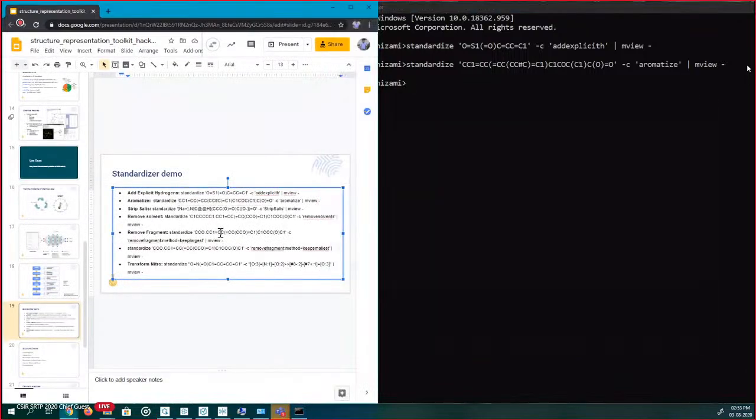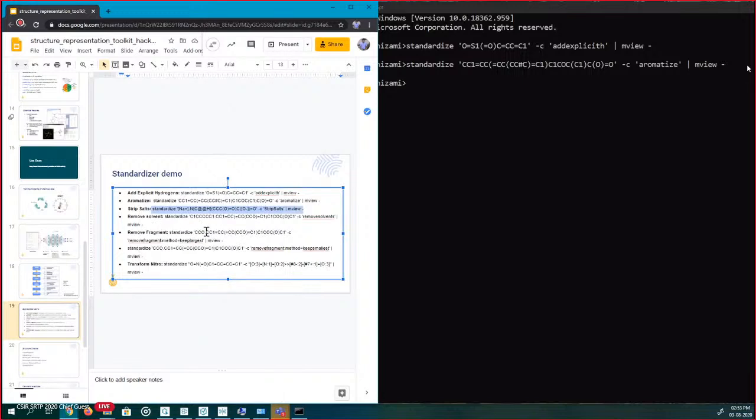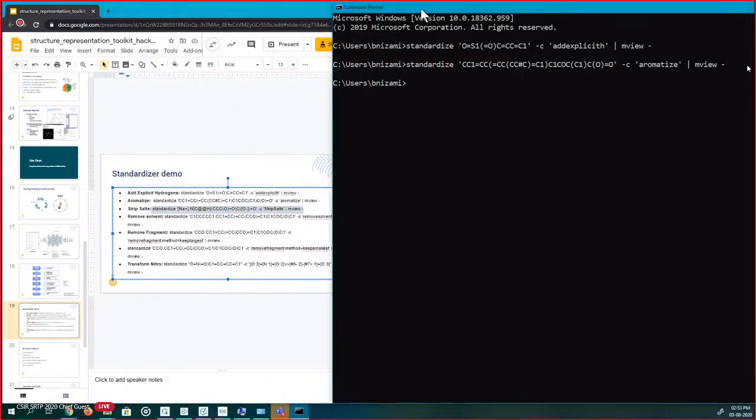Okay, let's see another example, which is about removing the salt from the molecule. Once again, I'm showing you all these examples from the command line, but I will show them with the GUI also. The reason for using the command line is that you get to know the different options available and you feel more connected to the tool and how it is performing.